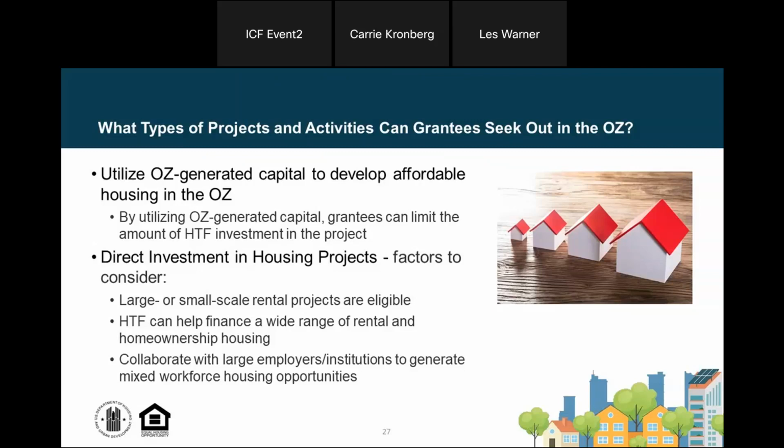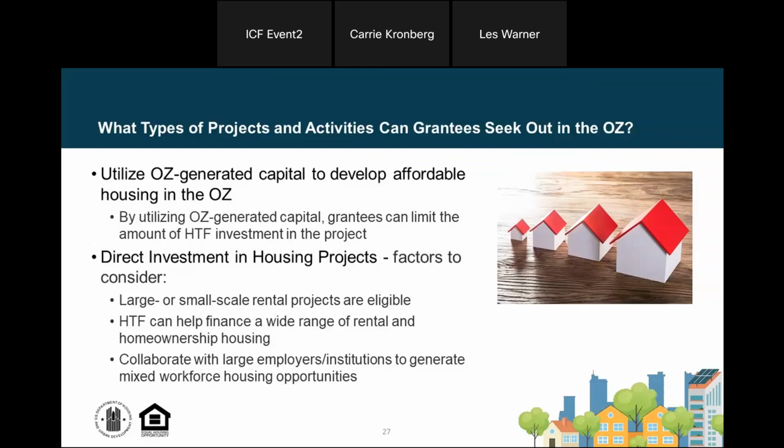There are mutual benefits to investing HTF in an opportunity zone. First and foremost, as I just mentioned, opportunity zone investments can help stretch those HTF dollars and allow you to fund more projects with your limited public funds. In addition, opportunity zone investors and the jurisdiction as a whole benefit from HTF projects in an opportunity zone because affordable housing can be a stabilizing force within the opportunity zone.